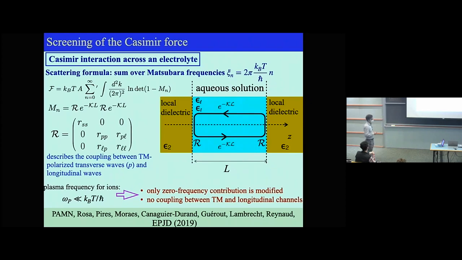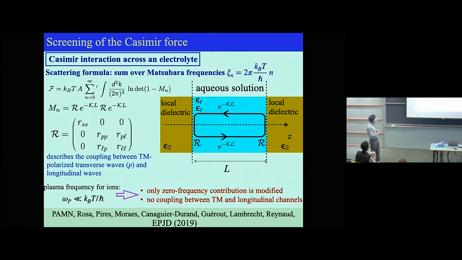So for real problems, this plasma frequency associated with the ions is very, very small, as I said before, much smaller than kBT over h bar. Then from this general formalism, we can show, by looking at the expressions, that the effect of the ions is completely negligible for all positive Matsubara frequencies because of this difference in frequency scale. So only the zero frequency, the thermal contribution, is modified. And in this case, when I take the zero frequency limit, I can simplify this matrix. The non-diagonal terms vanish.